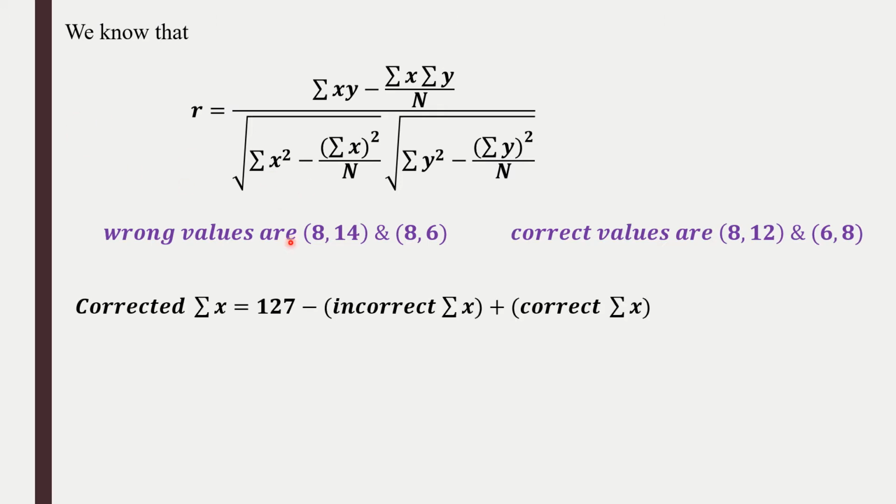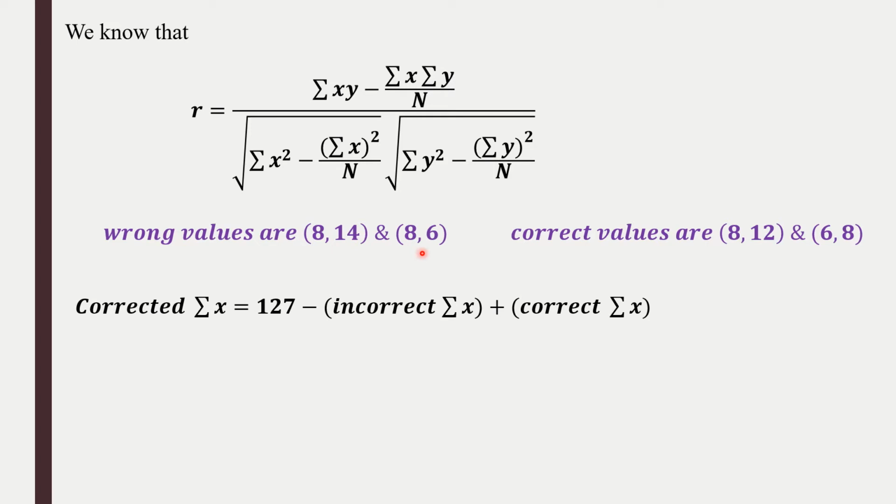So these were the wrong values and these were the correct values. This is the formula which is to be applied in calculating the corrected value of the coefficient of correlation. Summation x is already given as 127. From that, now we are taking x. Only x is there. So what are x in these two coordinates? X is 8 here, x is 8 here.